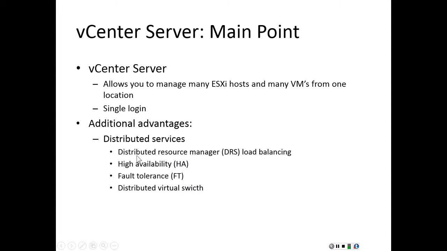vCenter Server provides us with DRS, the Distributed Resource Scheduler, and what that does is it performs load distribution across multiple ESXi hosts. It provides high availability in case one ESXi host crashes. It provides fault tolerance, which is essentially virtual machine mirroring. They don't call it that, but that's essentially what it is. And then it also provides us with a distributed virtual switch.